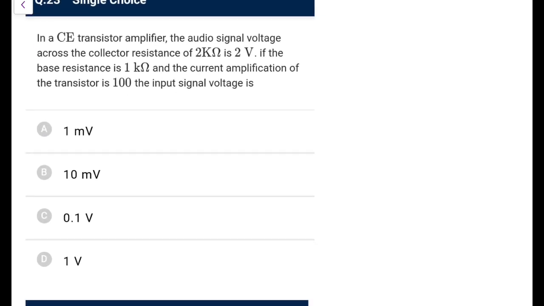Next, in a CE transistor amplifier, the audio signal, that is the modulating one, collected across the collector resistance of 2 kilo ohm is 2 volt. So this is a collector resistance, that means the output voltage is 2 volt.